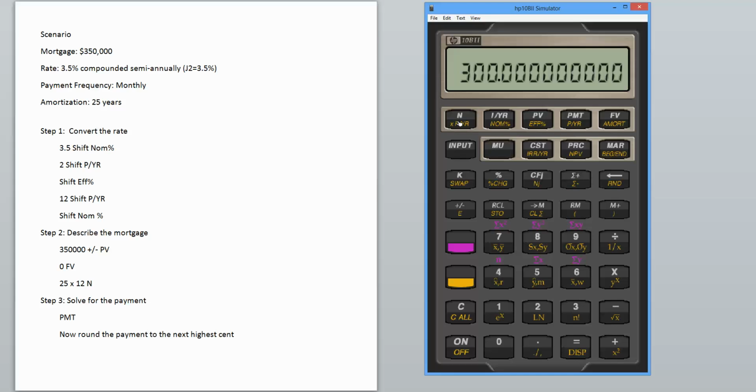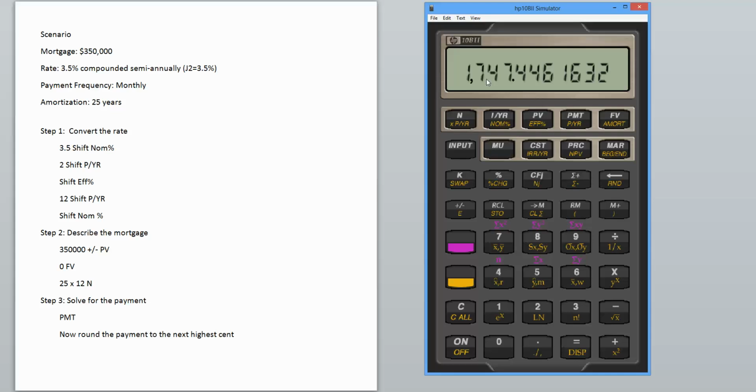And that brings us to our next step, which is solving for the payment. We now simply press the PMT button and we have 1,747.4461632. To complete the calculation, we're now going to round the payment. This payment would be $1,747.45 because mortgage payments are always rounded to the next highest cent.